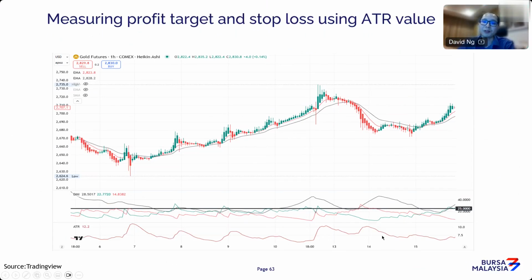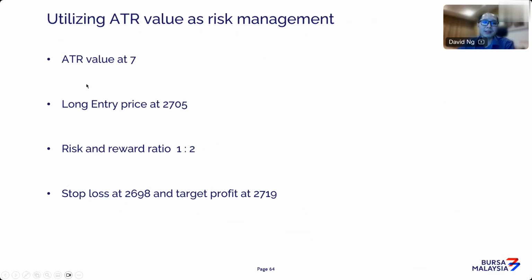We measure the range of the day. So in this example, you just look at the ATR value of 7. In the gold market, a long entry is being indicated, and you go long at 27.05. If you work on a risk to reward ratio of 1 to 2, that means you're looking at a risk of 7 points and a reward of 14 points. So that's how we use the ATR multiple. If the ATR is a higher value, that means you're prepared to set yourself a higher stop loss figure and obviously a higher profit target. So that's how you work on the ATR multiple.